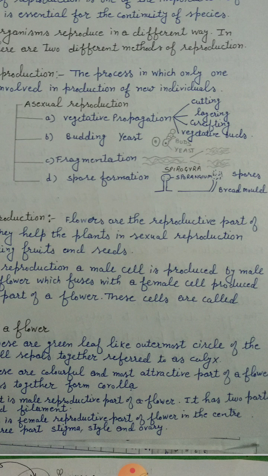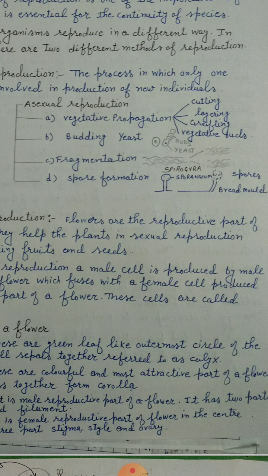Then there is another method like cutting. Suppose you just cut the branch of a rose and put it in the soil, it will develop roots and a new plant is formed. Layering is another process of vegetative propagation in which the branch of a plant which is nearer to the ground is pulled and buried under the soil. It develops roots, then it is cut from the parent plant. It can grow into a new plant.